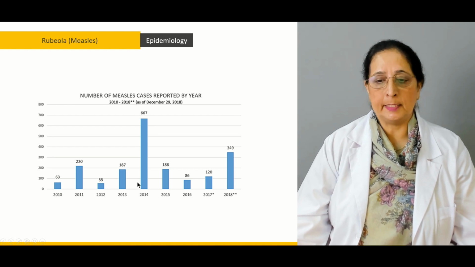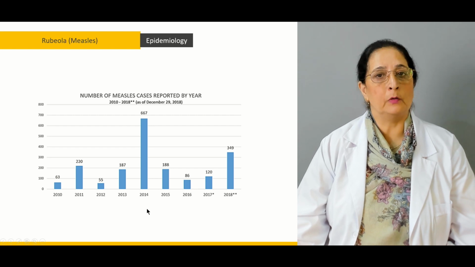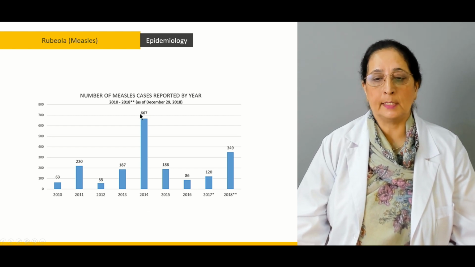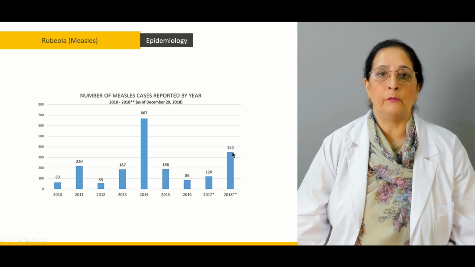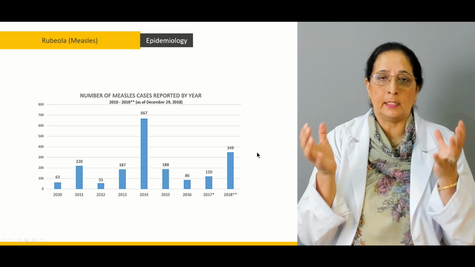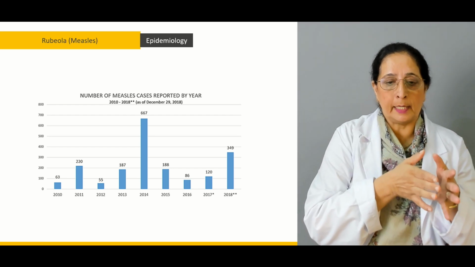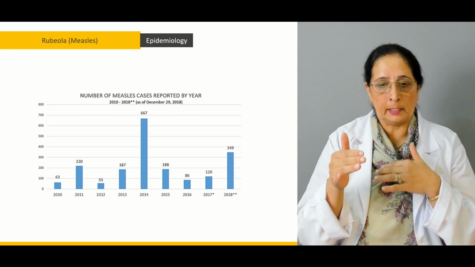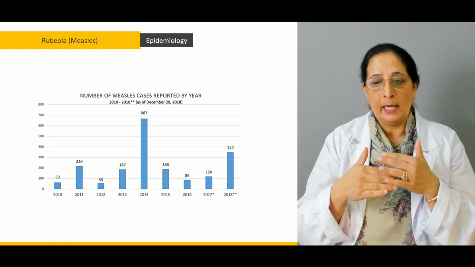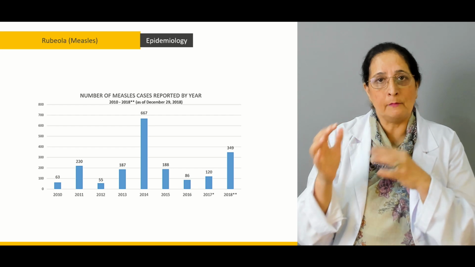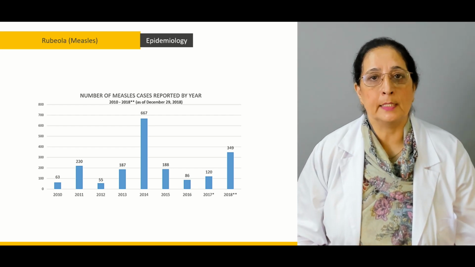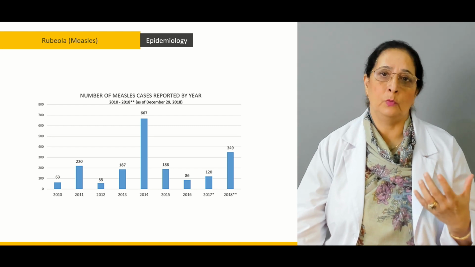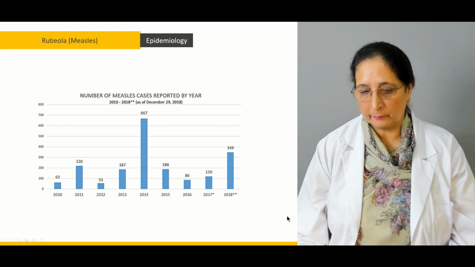2013, 187, and its maximum is in 2014, about 667 cases, and again it's on a rise in 2018, about 349 cases. So this statistic shows that in 2010 there was a smaller number, in 2011 it increased, and in 2012 it again fell. So there is a constant rise and fall in the number of patients suffering from the measles infection.